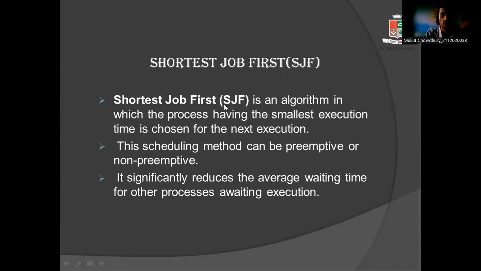Shortest Job First, or SJF, is an algorithm in which the process having the smallest execution time is chosen for the next execution. The scheduling method can be preemptive or non-preemptive. It significantly reduces the average waiting time for other processes. We can see a problem of SJF and an example that we can solve.